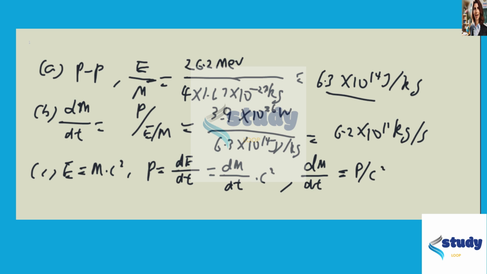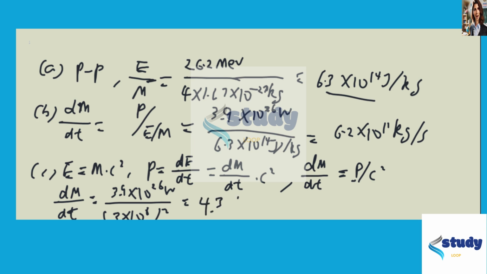Okay. So we already know the value of p. So we can find that the dm over dt is 3.9 times 10 to the 26 watts over 3 times 10 to the 8th squared. So the value is 4.3 times 10 to the 9th kilograms per second.